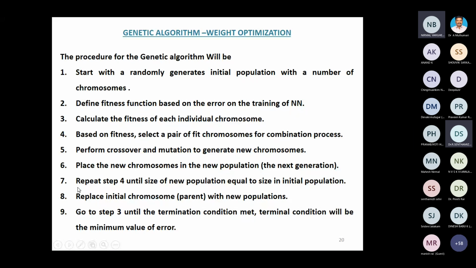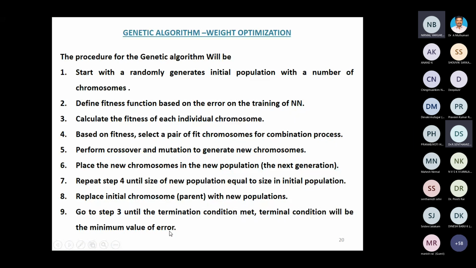Repeat the step until you have a new population equal to the size of the initial population. If both the old population and the new population are equal in size, you can stop. Otherwise, repeat the procedure from 1 to 4 and replace the initial chromosomes with the new population. Go to step 3 until the termination condition is met. The termination condition will be the minimum value of error.